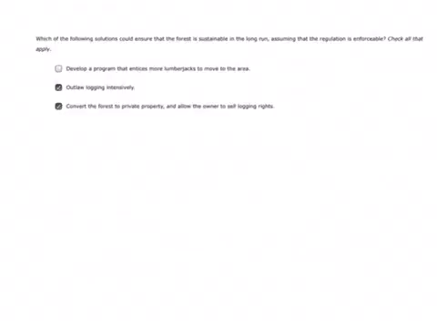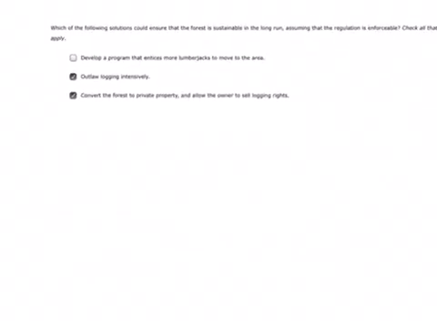So if regulations are very enforceable, we want to outlaw logging intensively. So we want to log sustainably. The other way to do this is to convert the forest to private property and allow the owner to sell logging rights, because then the owner has the benefits that we talked about earlier, and that's that if they don't log that tree now, it will wait, and they can log that tree tomorrow. So the problem with common property resources is that you can't make that decision anymore. You can't save for the future.